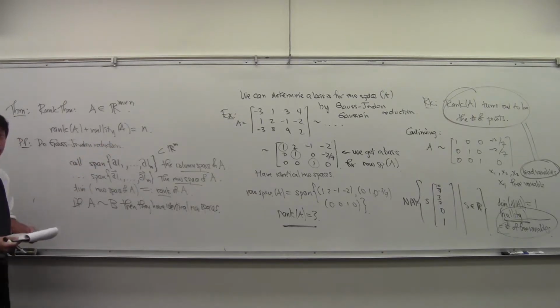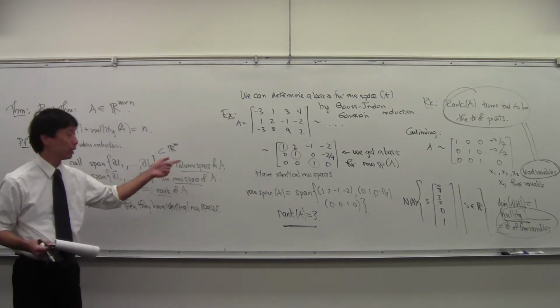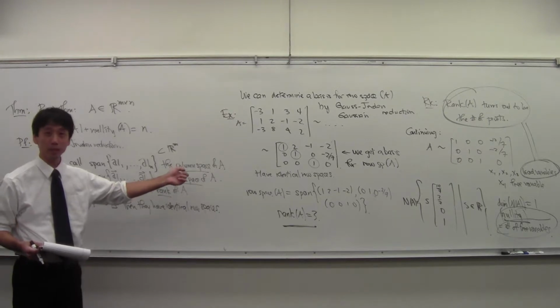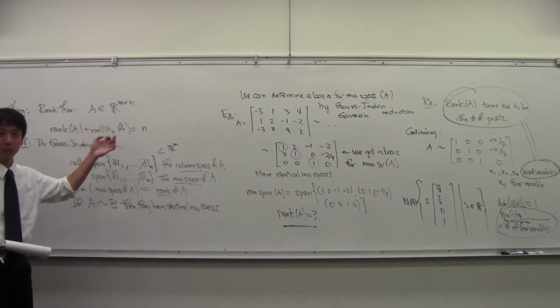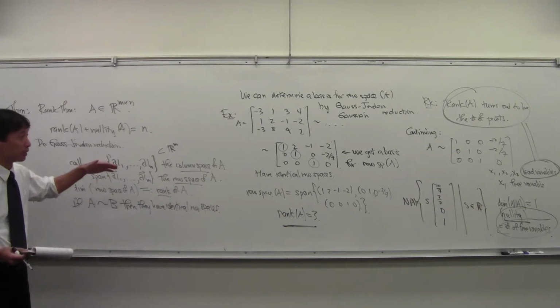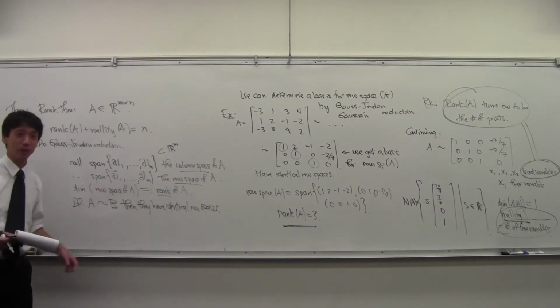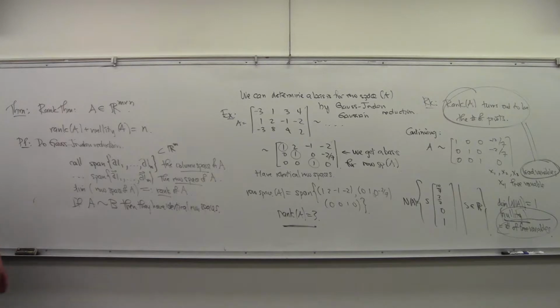And then just observe that the dimension of the row space is the number of lead variables, and the dimension of the null space is the number of free variables, and those two together are the number of variables. That's it.